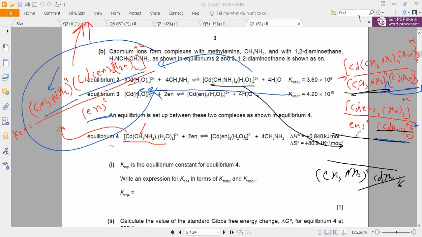And what will happen also, if you know in math, when you have such a thing, this one will go up here and be multiplied here. So CH3NH2 to the power of 4 will be multiplied by this one, which is CdEn2(H2O)2, the same.